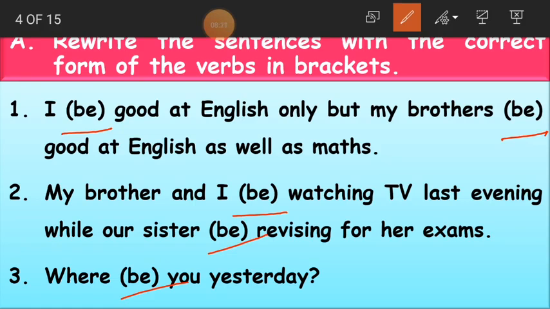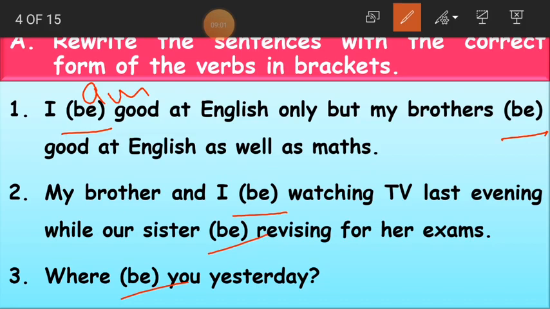Now we'll just read it up. I be good at English only, but my brothers be good at English as well as maths. So here instead of be, what we have to write, children? We are having I. When we are having the subject as I, and this sentence is in present tense, then this be becomes am. I am good at English only, but my brothers.